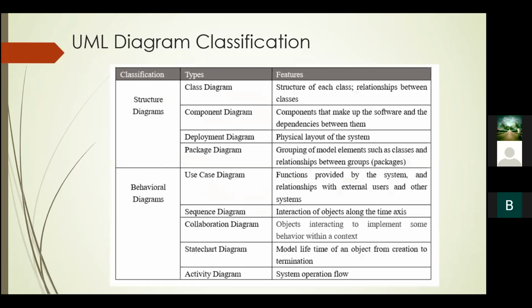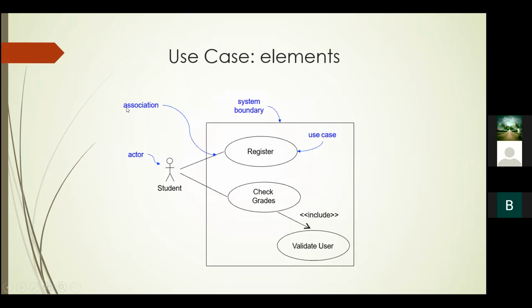So these are the structure. Okay, sa UML diagram classification, pag structured diagrams yung gagawin natin, ito po yung mga types like the class, component, deployment, and the package. Pag behavioral diagrams, itong mga nasa baba: use case, sequence, collaboration, state, and activity. I-discuss ko po yung ilan dito later. So the first one is the use case.